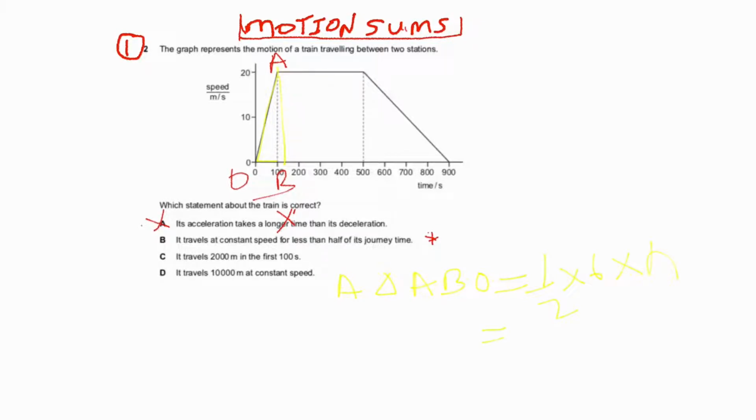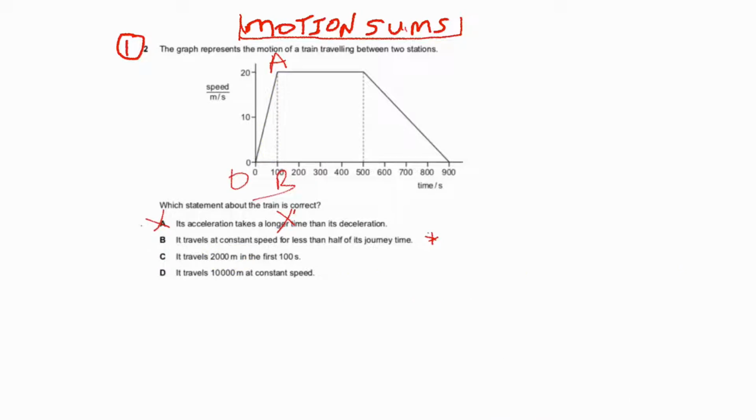You can see the base is 100, so half into 100 into height, which is 20. So 2 tens are 10, so it is 1000. The answer is coming 1000 meters for 100 seconds. But option C says that it is 2000 meters, so it is coming wrong. 1000 meters should be the answer, but they have given 2000 meters. So option C is ruled out, and now we will look at option D also.